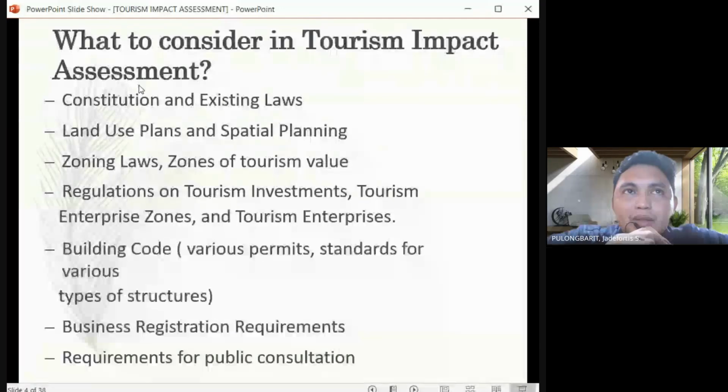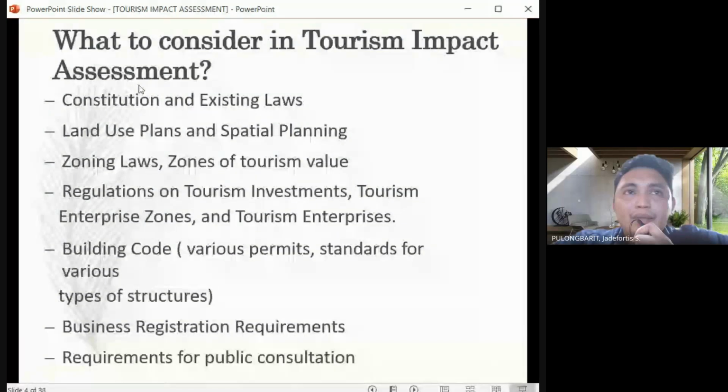Of course, the constitution, no? If there's a constitution inside the destination, or the constitution itself, or existing laws doon po sa mismong lugar. Land use plans and spatial plans. So yung land use plan, ito yung pinaka lang talaga, hektarya na sakop po ng plano, yung sakop po na plano, that is land use, no? Yung sakop po, mostly hektarya yun kasi lupa. So land use plan na gagamitin for tourism planning and spatial planning.